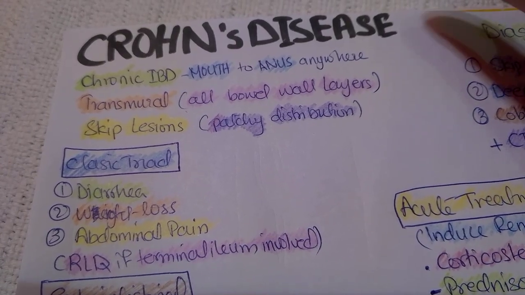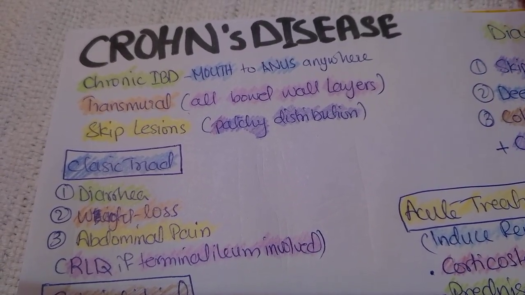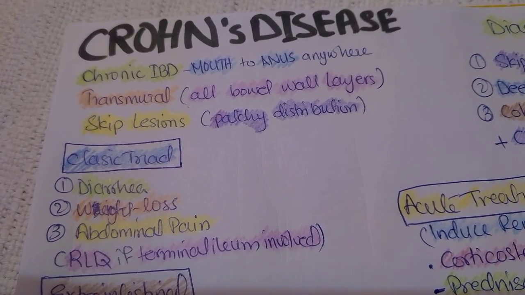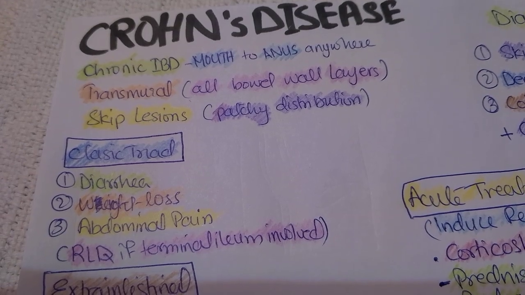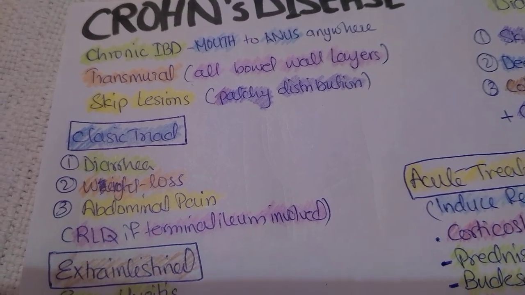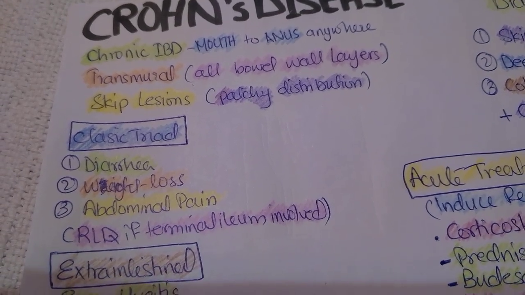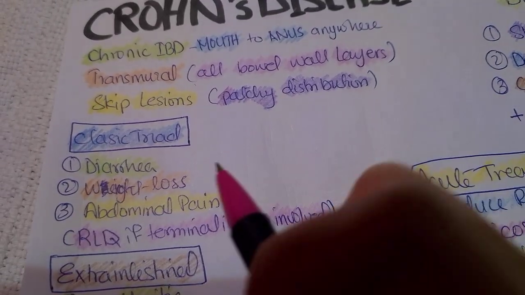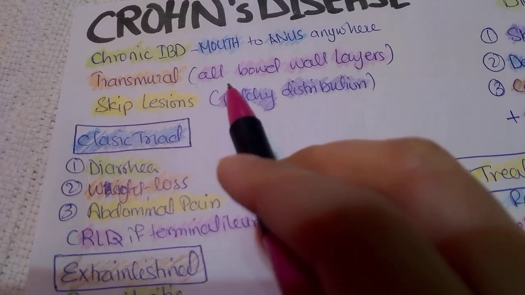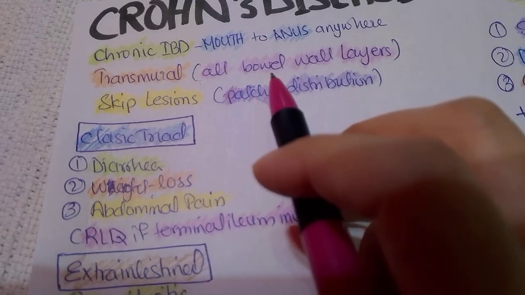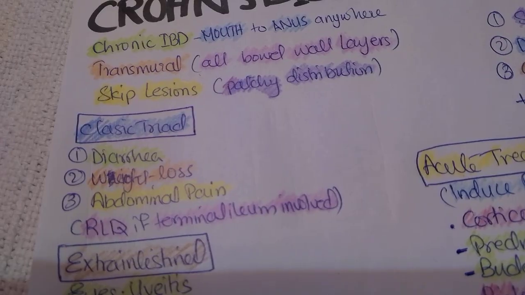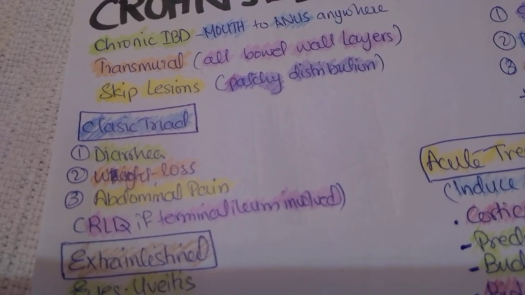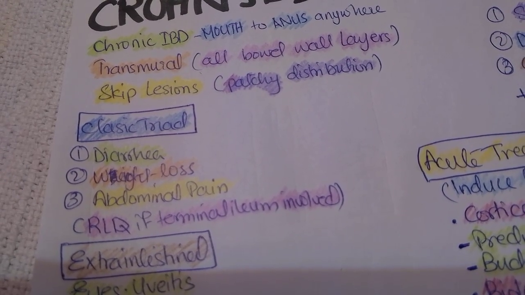So Crohn disease has an unclear etiology, so we think it's a mix of genetics, immune dysfunction, and environmental triggers. So what makes it unique? So transmural inflammation. It affects all layers of the bowel wall and not just the mucosa. This is why we see different complications than ulcerative colitis.